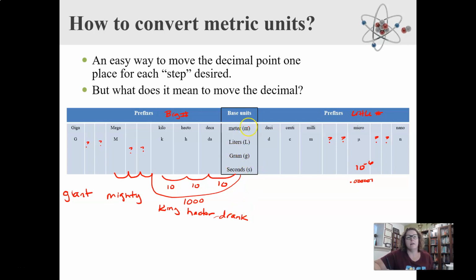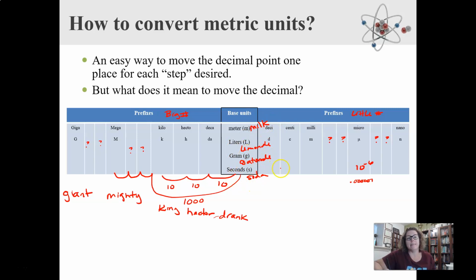So I like to call meters, I call it milk. And for capital L, I call it lemonade. And for G, I call this Gatorade for grams. And for S, I call it soda. Okay? So giant, mighty King Hector drank, and he drank whatever he drank. And then what did he drink? Okay? Either milk, lemonade, Gatorade, or soda.